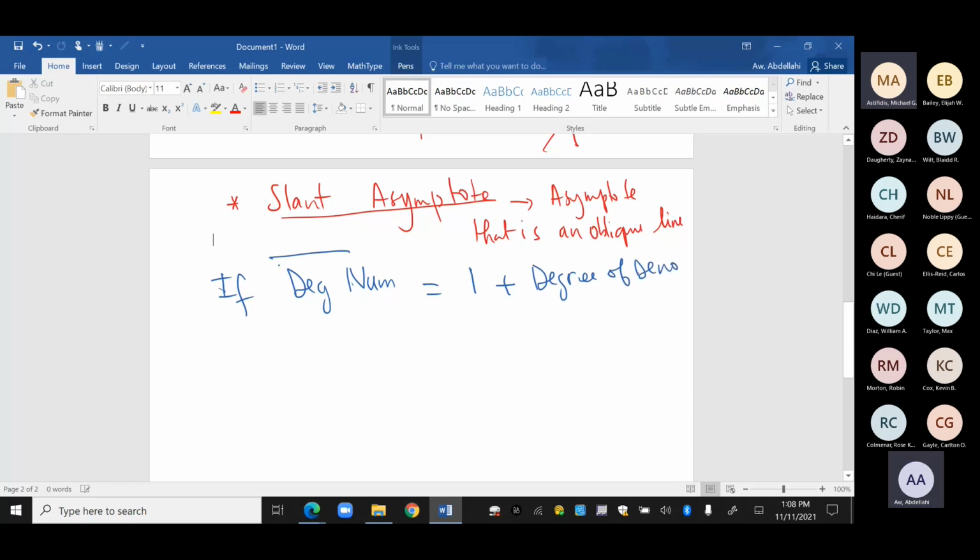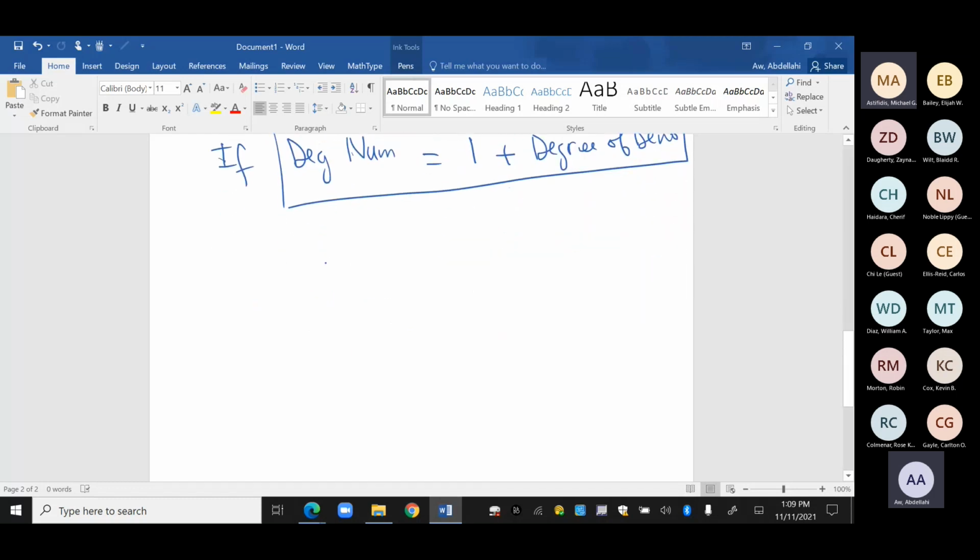Every time the degree of the numerator is 1 more than the degree of the denominator, we have a slanted asymptote. For instance, f of x equals 3x squared plus 5x minus 7 over x minus 1.